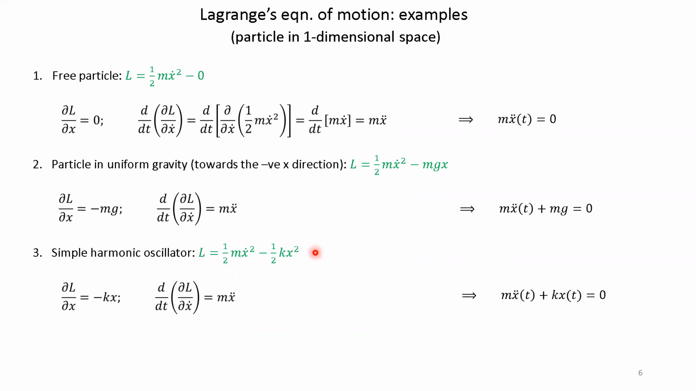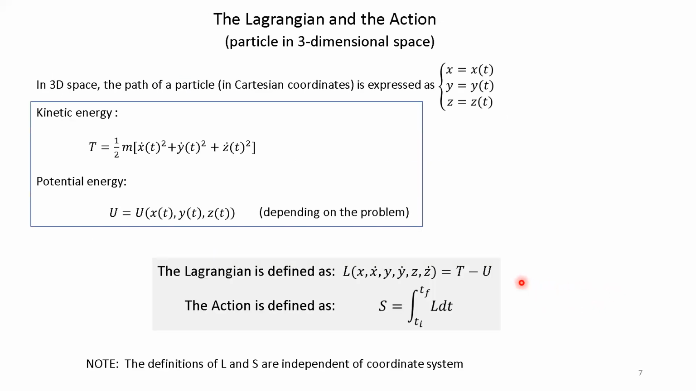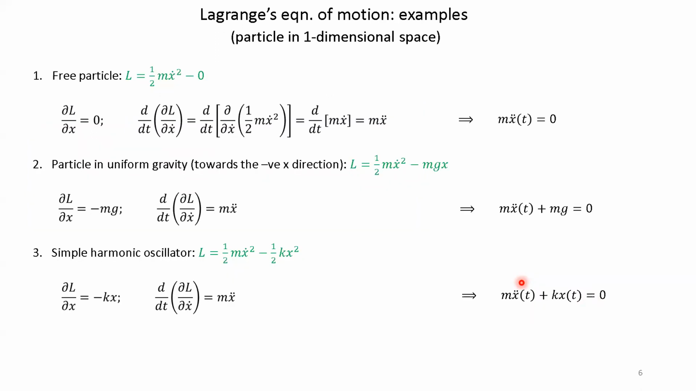One more typical example you have learned: the simple harmonic oscillator. Here F equals minus kx, and for that the potential energy is 1/2 kx squared. With that you'll see that ma equals minus kx, which is the force. So now you'll see that the two approaches really give you the same result.